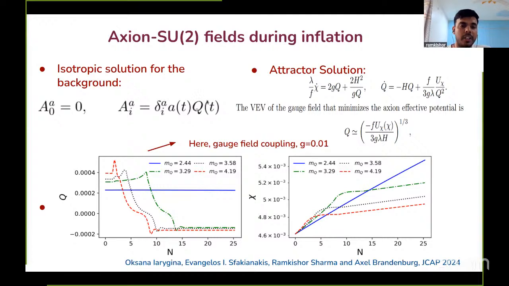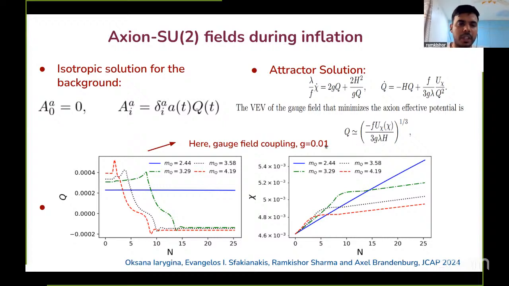It turns out that if you start with this solution, it gives you an attractor solution. Just to show in this plot, this is showing one of the cases, just look at the blue curve here. If you start with this attractor solution, the system remains there, so basically Q remains constant, and then the axion evolves with a constant velocity. So this was the background dynamics.